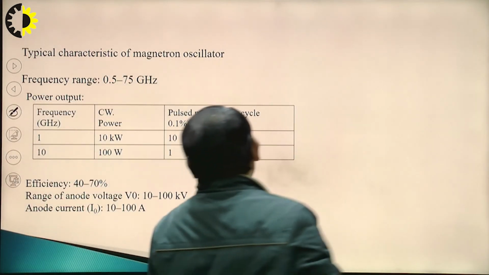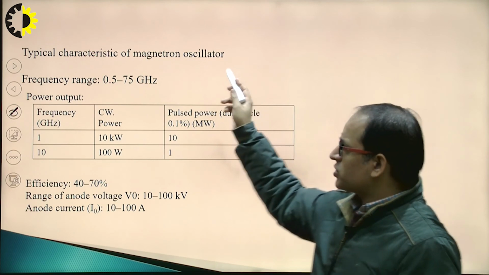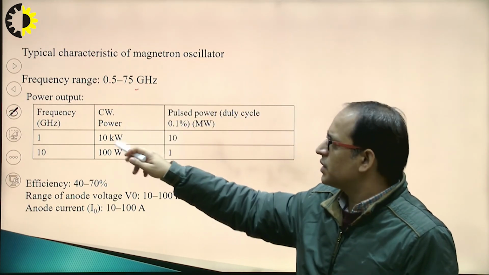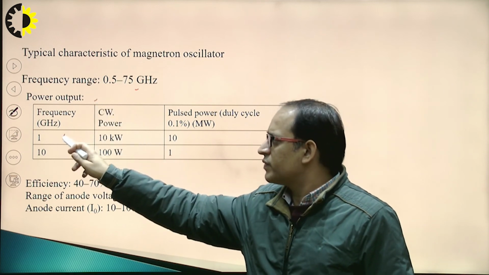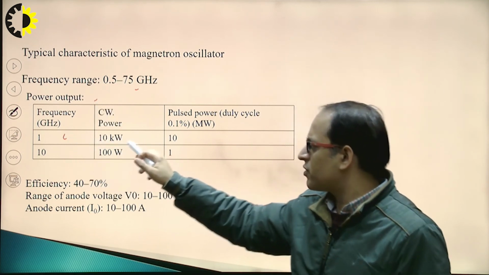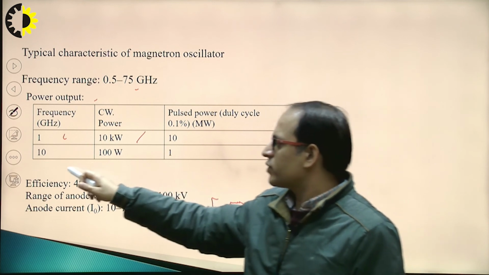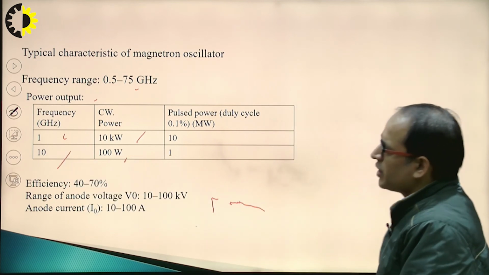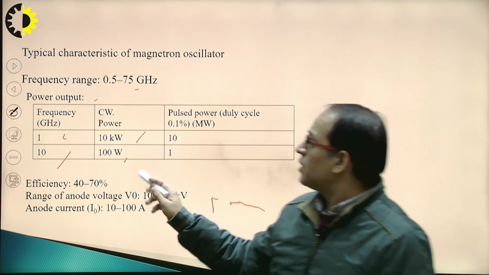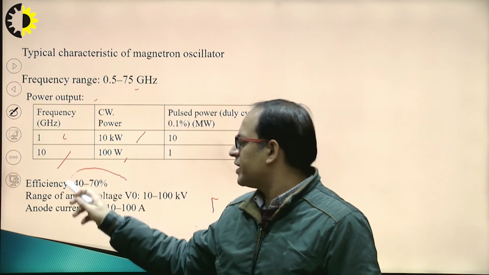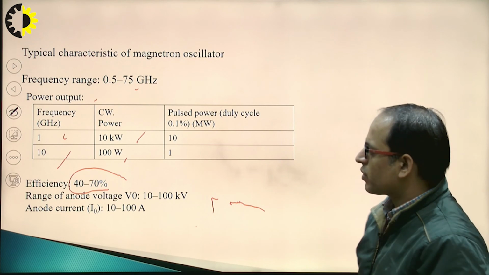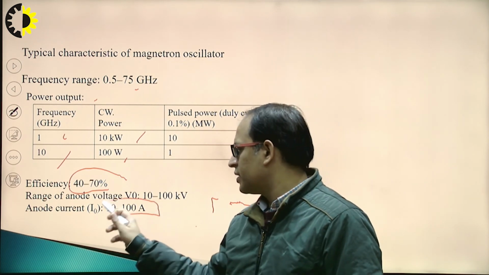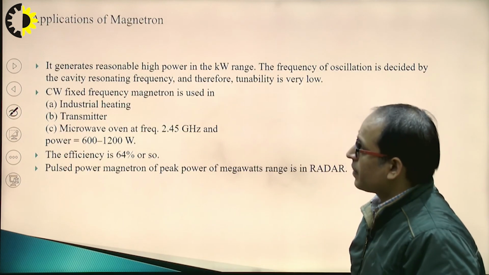What are the typical characteristics of a magnetron oscillator? Frequency range is 0.5 to 75 gigahertz. Power output: in the range of 1 gigahertz, the power output is 10 kilowatts, and at 10 gigahertz, the power is 100 kilowatts. Maximum efficiency that can be obtained from the magnetron is 70%, and the anode current is usually 10 to 100 amperes.